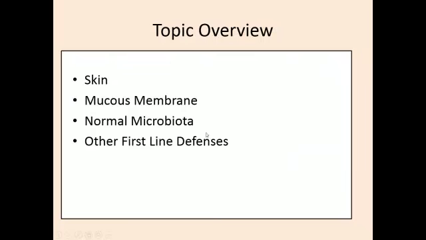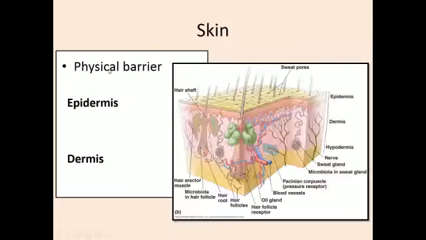In this topic, we're going to be discussing the skin and how it acts as the first line of defense, the mucous membrane, also how it acts as the first line of defense, your normal microbiota, and other first line defenses. For the skin, let's first talk about its anatomy and how it acts as a physical barrier.